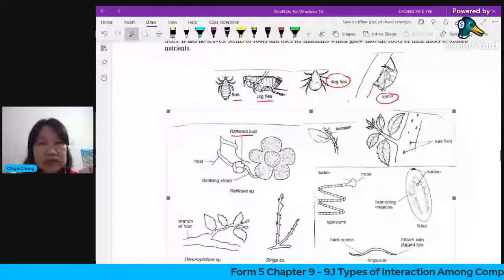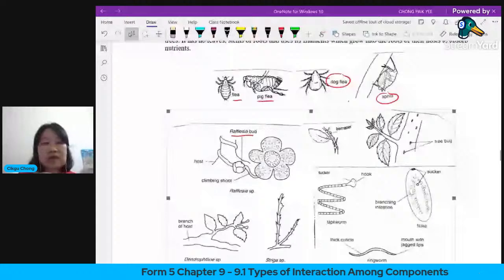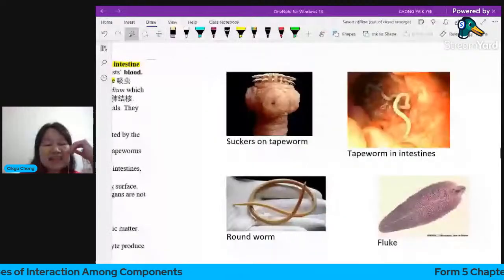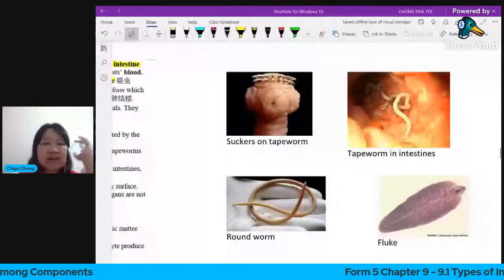Okay, let's look at the examples. I think you don't like it. Yeah, it's horrible. Okay, now the tapeworm. Look at the head. They have a special sucker. This sucker.